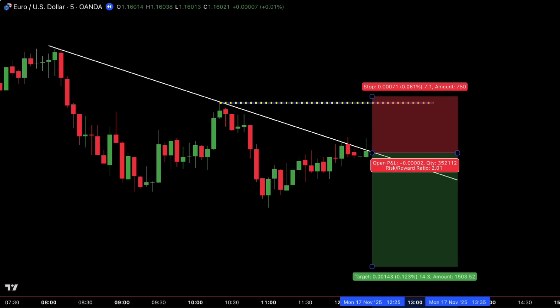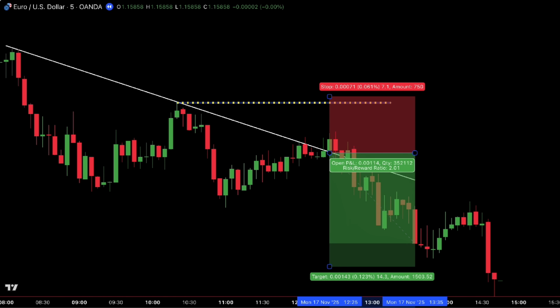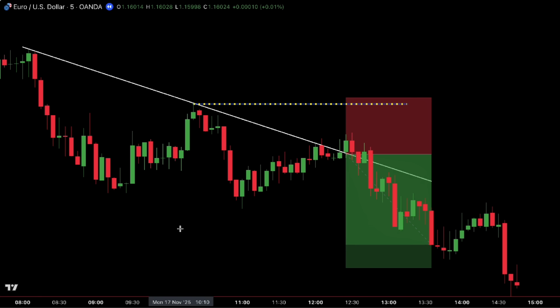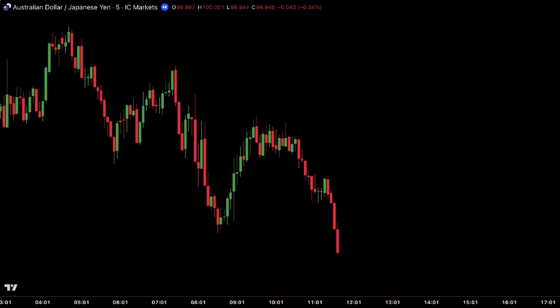Now look at what happens next. Price continues moving downward and eventually reaches the target. This example shows how combining a trendline pullback, candlestick confirmation, and higher time frame alignment can help you read the market more clearly. Now let's look at another chart example.